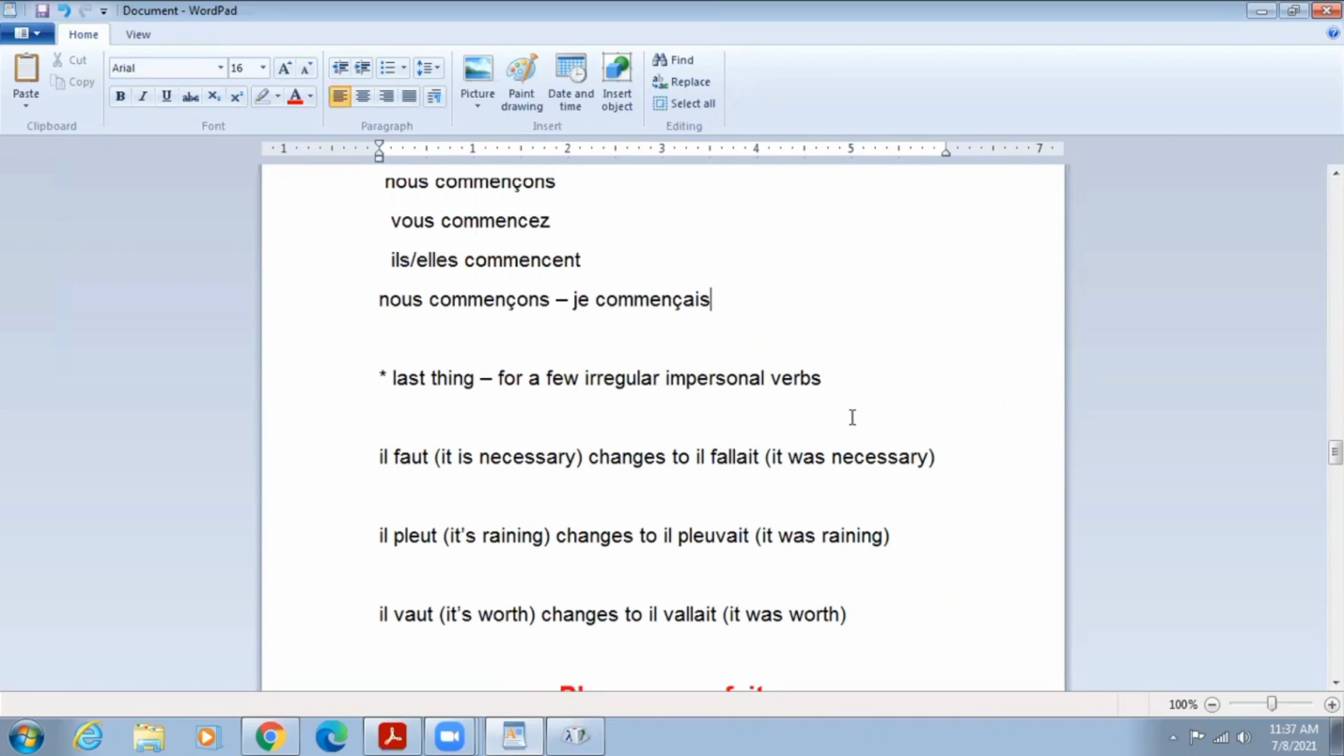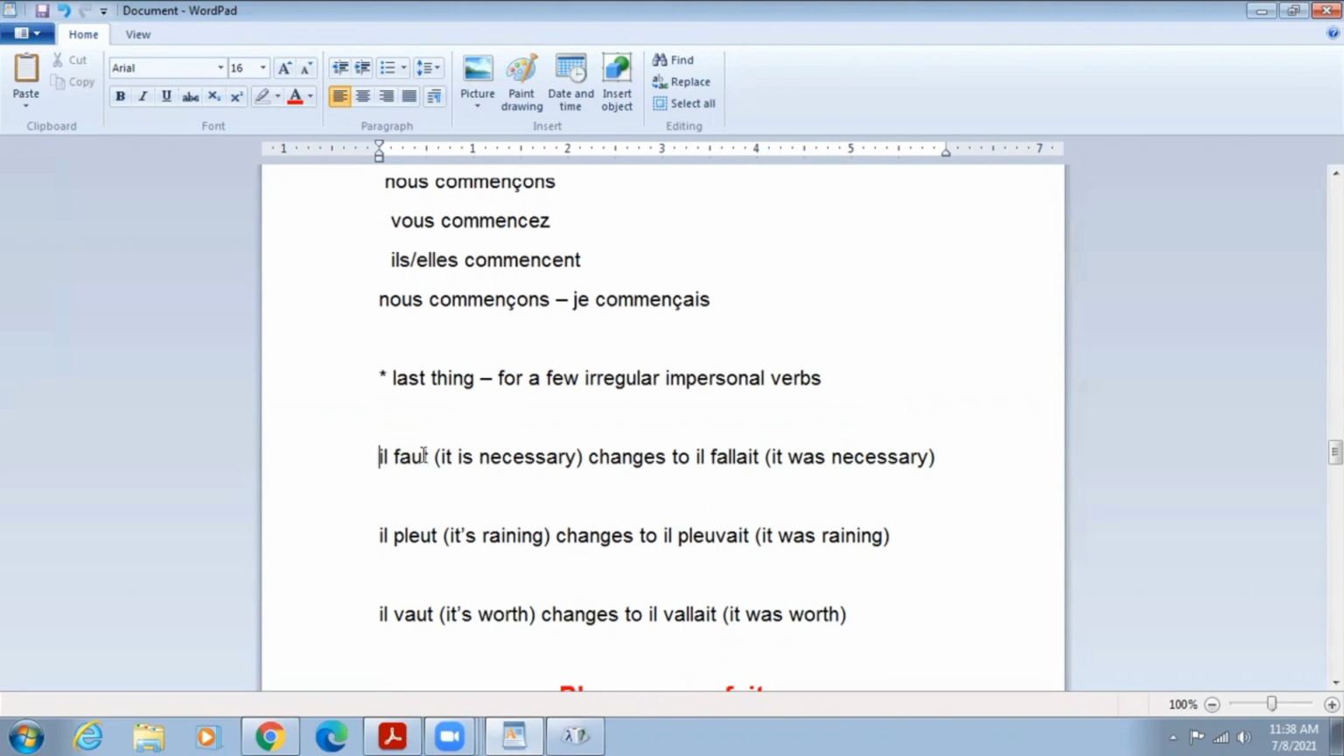Now for the irregular impersonal verbs. I explained about impersonal verbs in the last semester also. The verbs with which we do not use any personal pronoun. Like if it is raining, we can't say I am raining. It is raining. So the verbs with which we do not use personal pronouns are impersonal verbs.